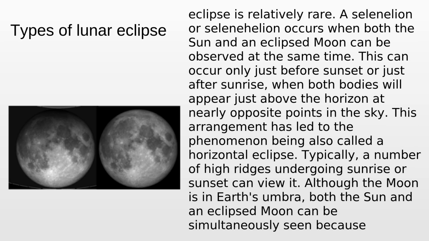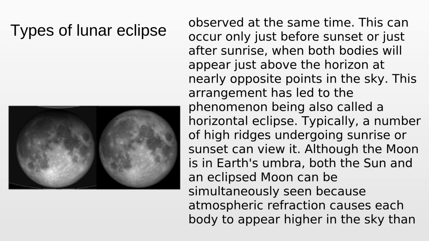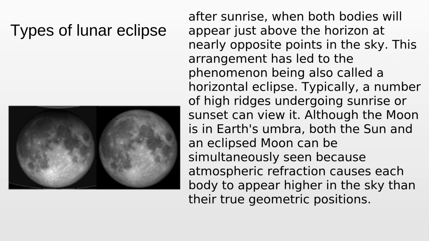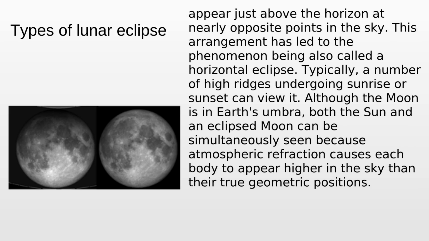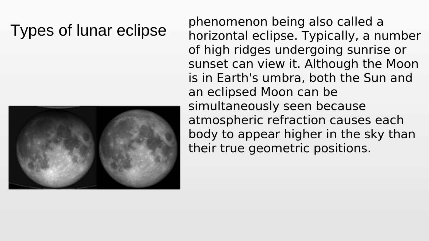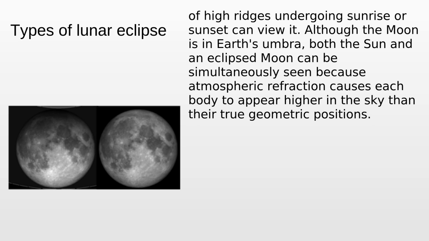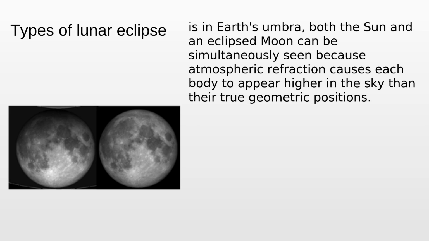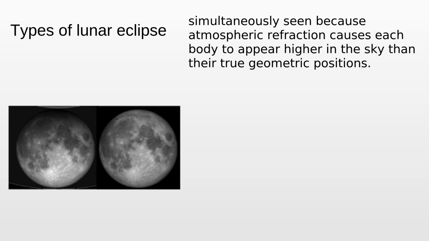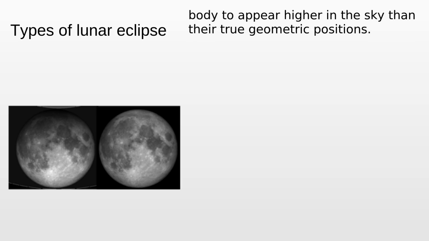A selenelion or selene-helion occurs when both the Sun and an eclipsed Moon can be observed at the same time. This can occur only just before sunset or just after sunrise, when both bodies will appear just above the horizon at nearly opposite points in the sky. This arrangement has led to the phenomenon being also called a horizontal eclipse. Typically, a number of high ridges undergoing sunrise or sunset can view it. Although the Moon is in Earth's umbra, both the Sun and an eclipsed Moon can be simultaneously seen because atmospheric refraction causes each body to appear higher in the sky than their true geometric positions.